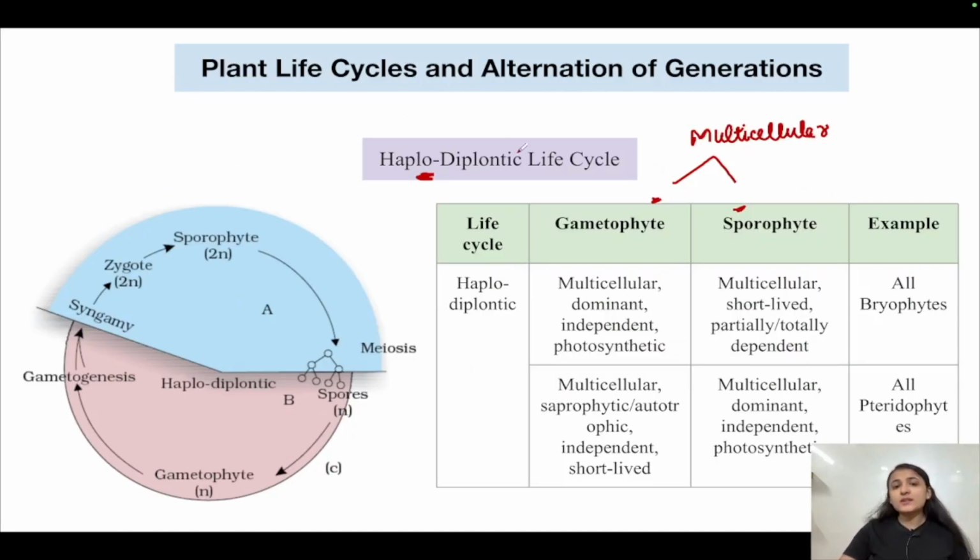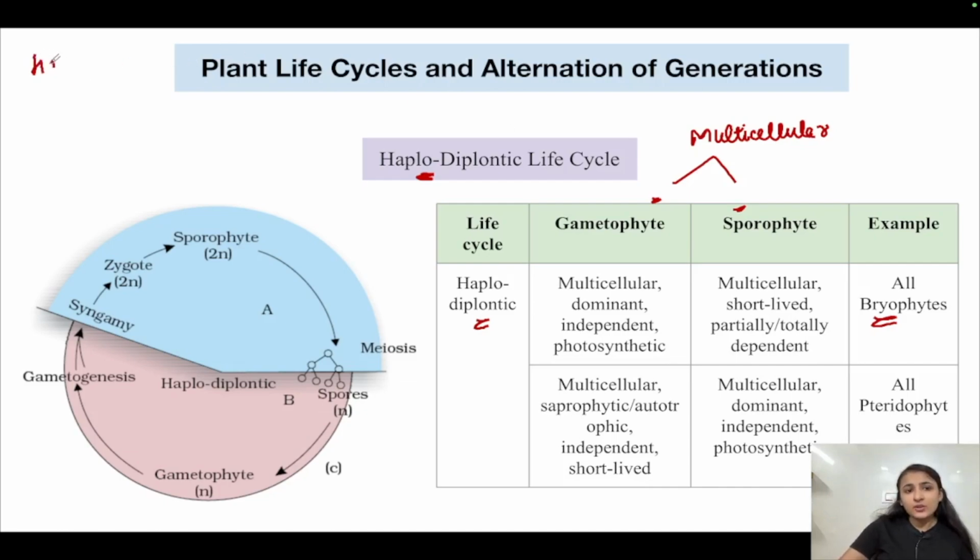But in the haplo-diplontic life cycle, both the sporophytic and gametophytic stages are multicellular. They can be seen well with the naked eye. Both of these are proper multicellular structures having a significant number of cells, not just a few cells, which is what we need to call a structure multicellular. The haplo-diplontic life cycle is seen in all bryophytes and pteridophytes.